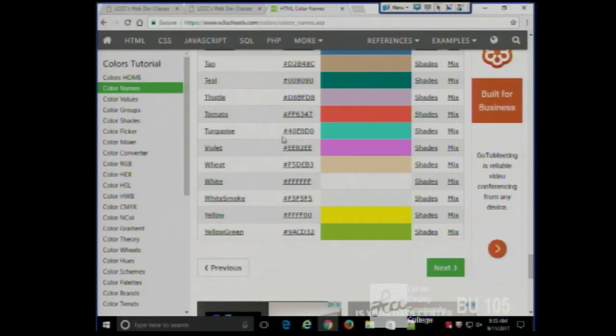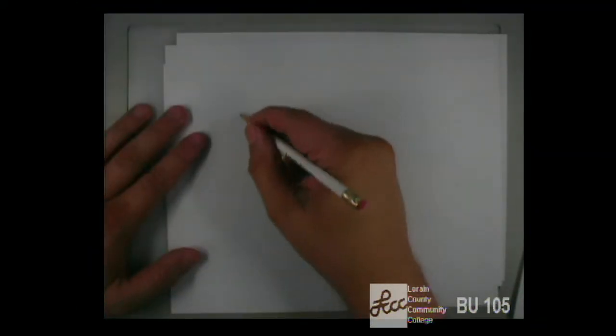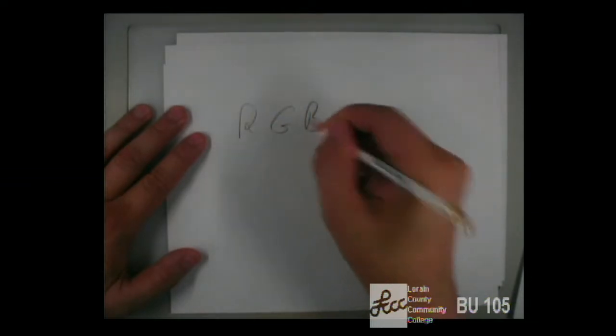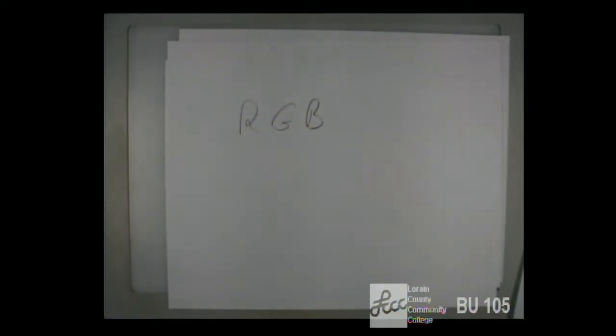What I want to talk about first, though, is the RGB method. RGB stands for red, green, and blue. If you take a physics class and you talk about light, any color can be represented through different shades of red, green, and blue.